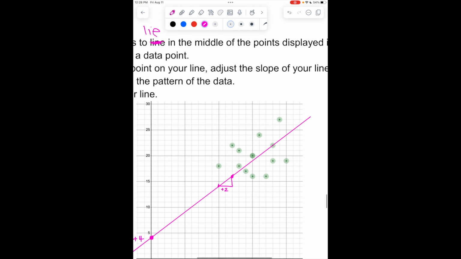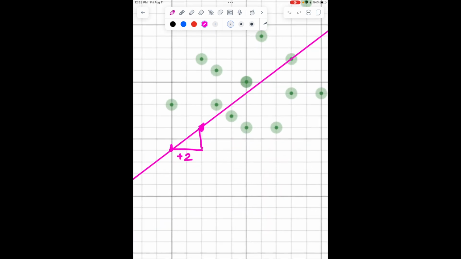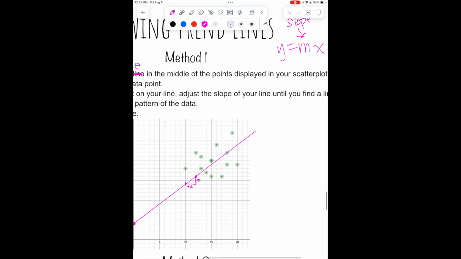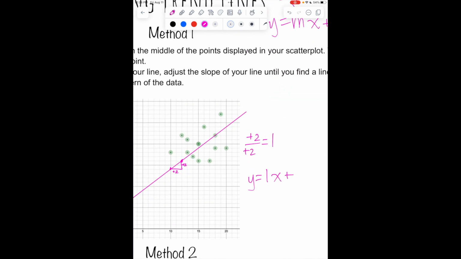And then same thing here. These are all 1-to-1s. Scale is just 1. So this is going to be another positive 2. So my rise over run would be positive 2 over positive 2, which just simplifies to 1. So my final equation here is going to be y equals 1x plus that 4.